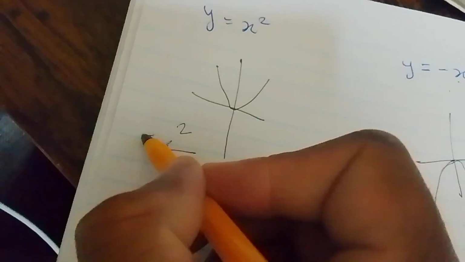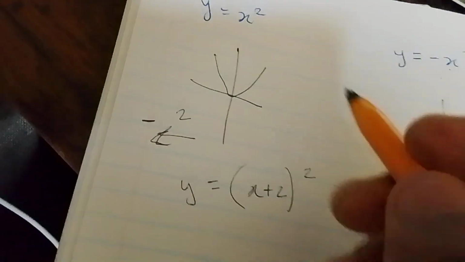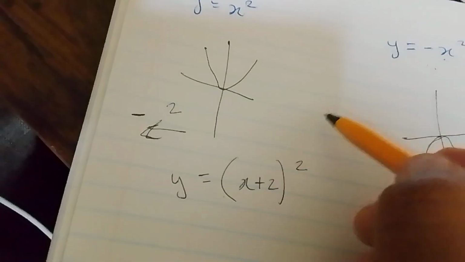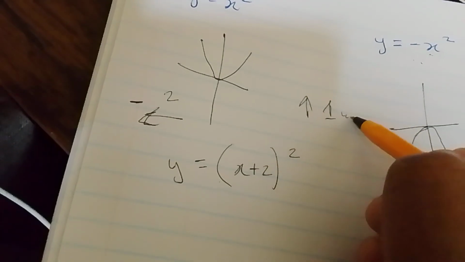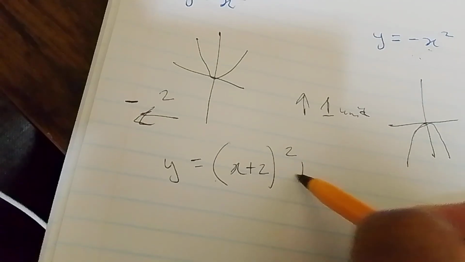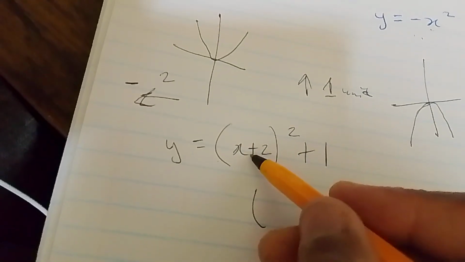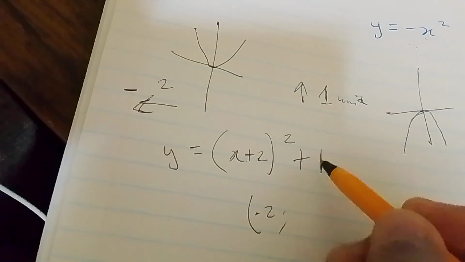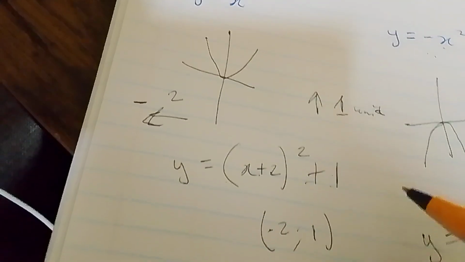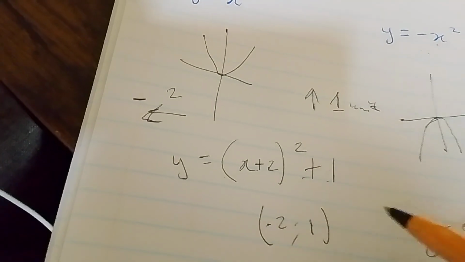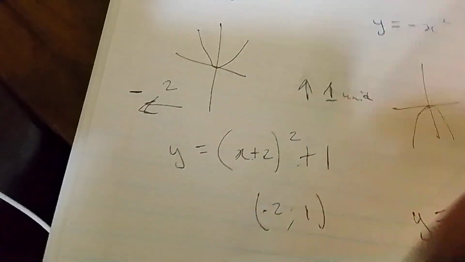So this side basically is a negative direction. When I'm putting it here, I'll put plus 2. So I'm shifting it 2 units that side and 1 unit up. When I'm shifting it 1 unit up, I'll add plus 1 here. So the turning point now, if it's plus 2 here, it will be negative 2, and this one doesn't change, it's 1. So I'm shifting it 2 units to the left and 1 unit up.